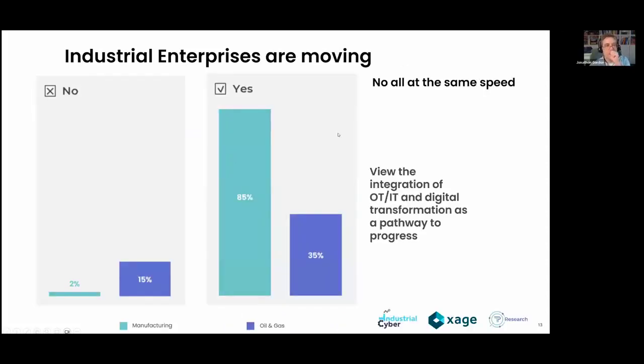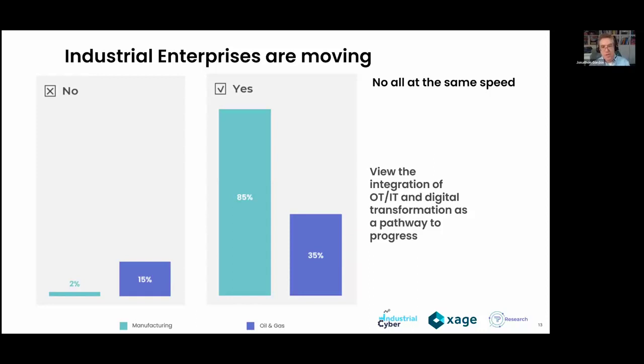I think the answer is, and we saw this at the high level, that industrial enterprises are moving, and definitely looking at zero trust. What we do see in the survey responses, and this is also reflected in a lot of the inquiries that we receive on our research and advisory platforms, is that people are looking at it, but not all at the same pace or with the same sense of urgency.